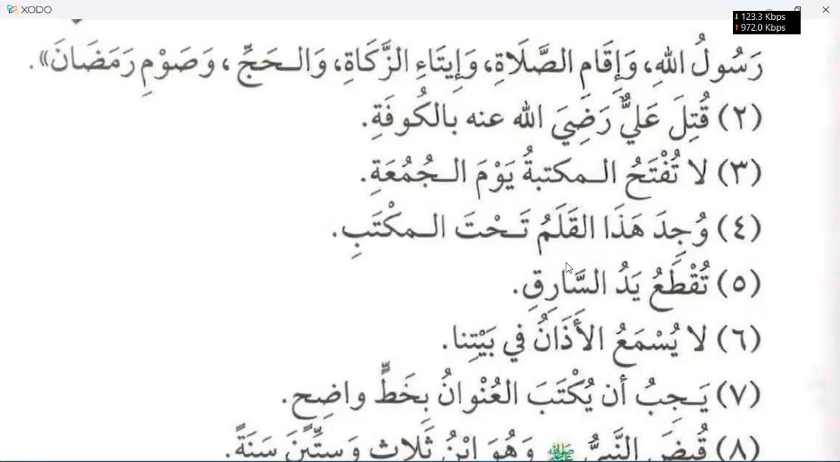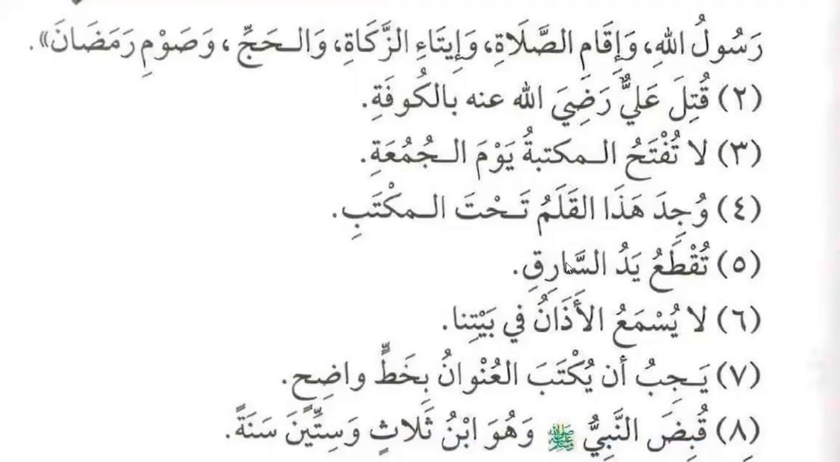La tuftahu maktabatu yawmal jum'ati. Tuftahu? Yes. Is it naibul fa'il? Correct, Tuftahu is fi'l mabni lil majhool. And what is naibul fa'il? Al-maktabatu. Correct. So here the meaning is: the library is not opened on Fridays.